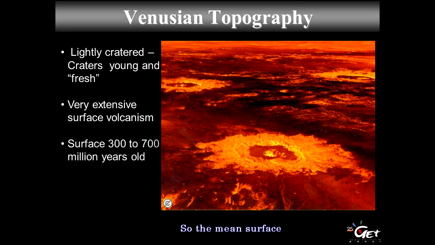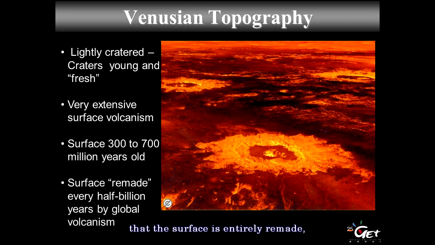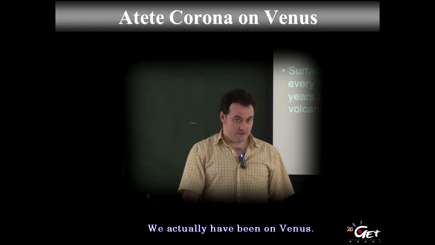So the mean surface age is around 300 to 700 million years old. It's pretty recent. So you have, like on Earth, lots of different lands here creating slightly older parts of the crust, and then lots of those flows that are very recent and fresh. And according to different computations, we can estimate that the surface is entirely repainted every half billion years by global volcanism. So it's refreshing all the time.